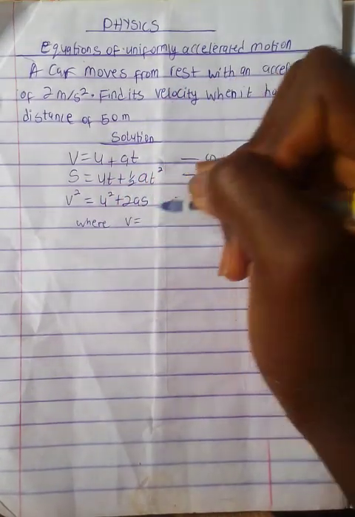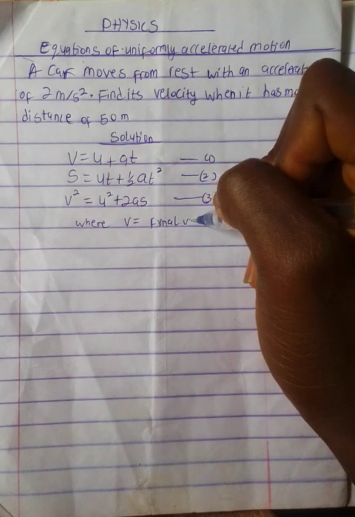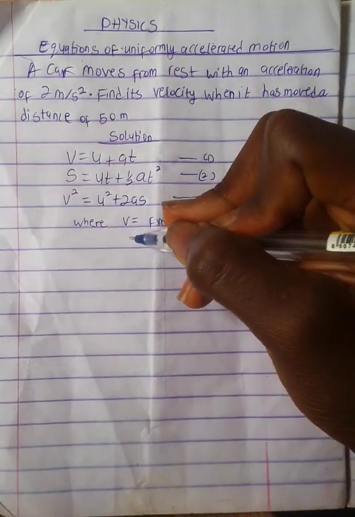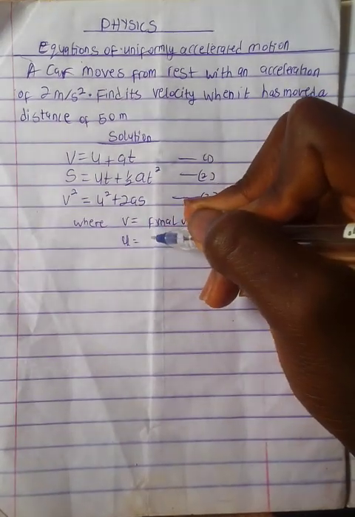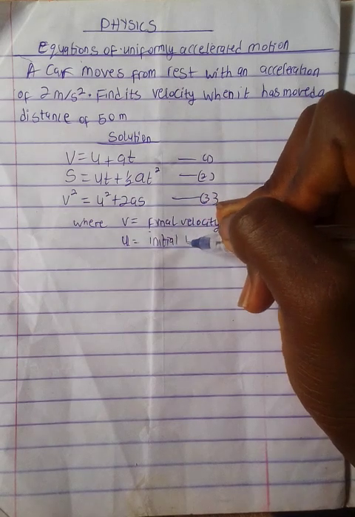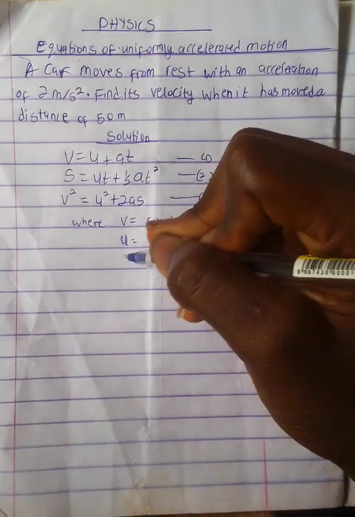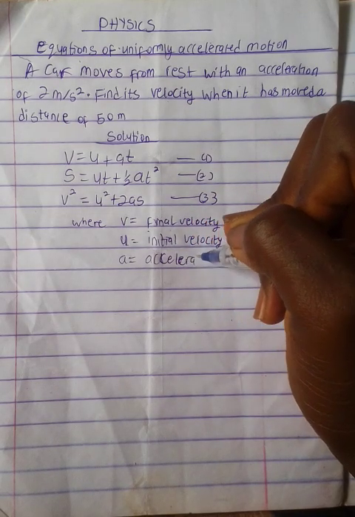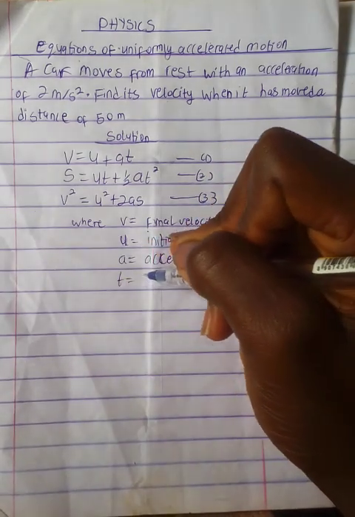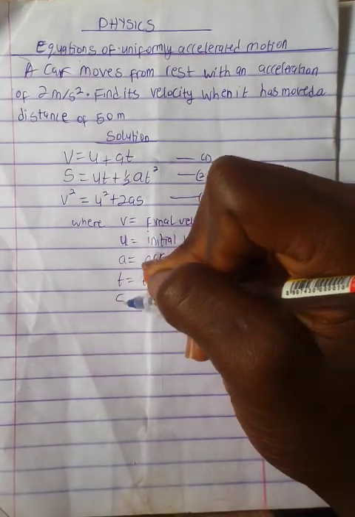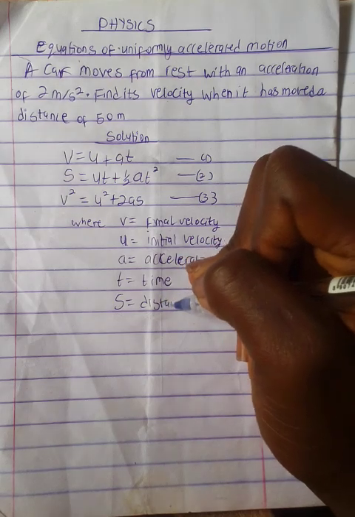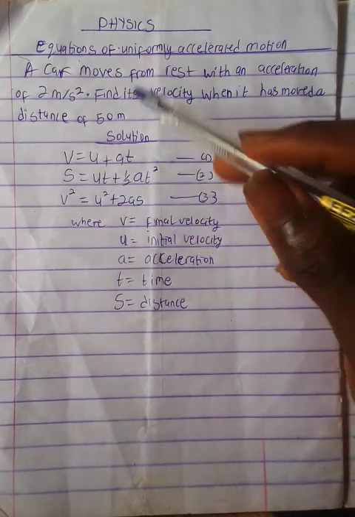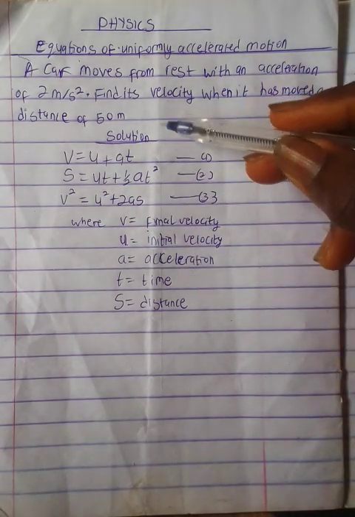where v is the symbol for final velocity, u is the symbol for initial velocity, a is acceleration, t is time, s is distance. V, U, A, T, S. So these are the three equations of motion.